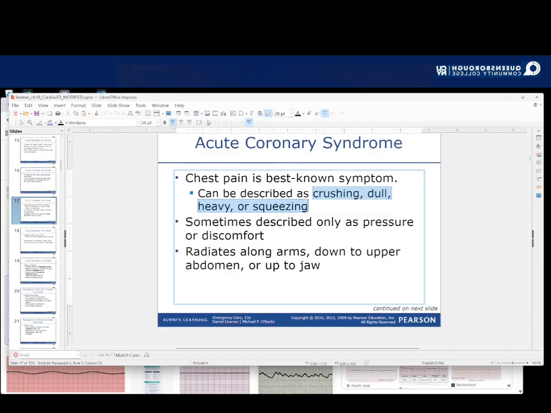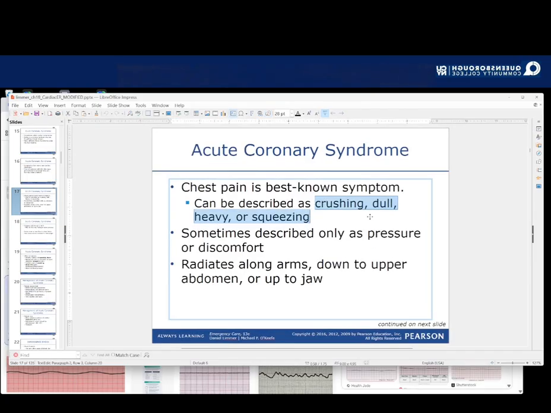the classic textbook description of acute coronary syndrome is a crushing, dull, heavy, or squeezing feeling in the middle of their chest, just underneath the sternum. Those of you who've been out there in the real world with real jobs, you know how close textbook examples get to real world examples, right? Same thing here. When you get out there and have a real patient with a real cardiac syndrome, it may not be as clear cut as the textbook says, but this is a very typical description of what the patient is feeling.